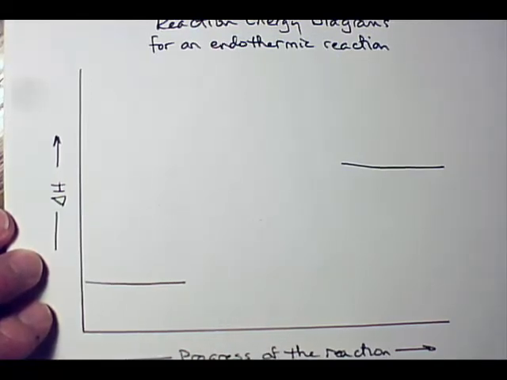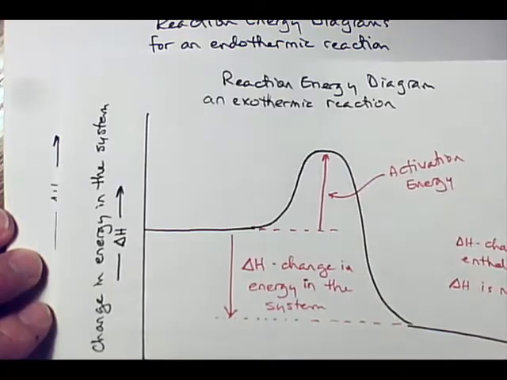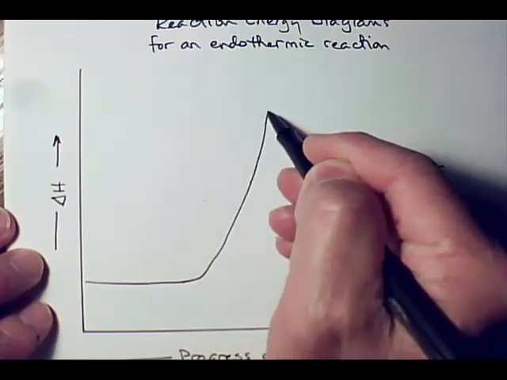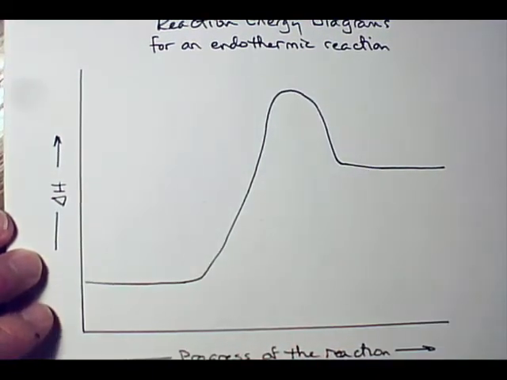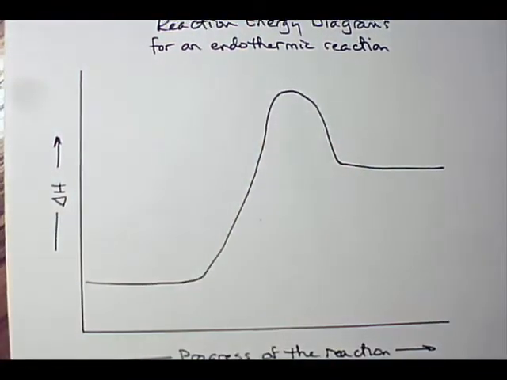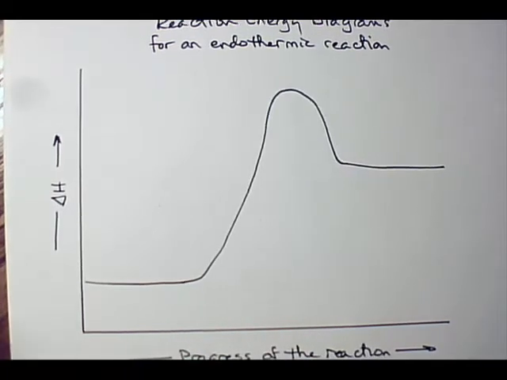And what do you think this activation energy hill is going to look like? It still has to be up, because you have to add energy to get it started. You still have to add energy to get it started, even when it's endothermic. Now, it might just be movement energy, getting the molecules moving around fast enough to bang into each other. Sometimes, because of other things going on, too much movement is not going to help. It's actually going to make it more difficult.